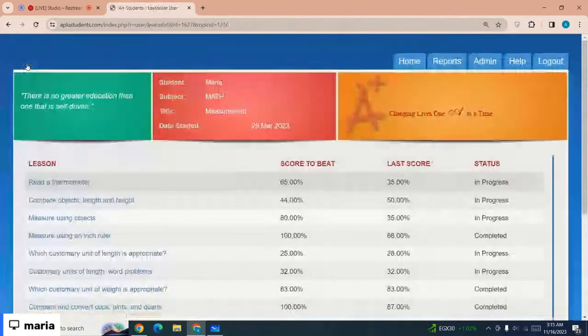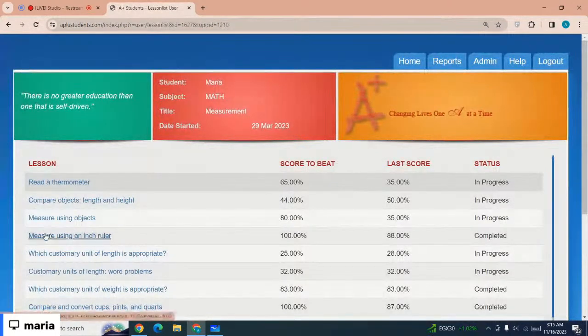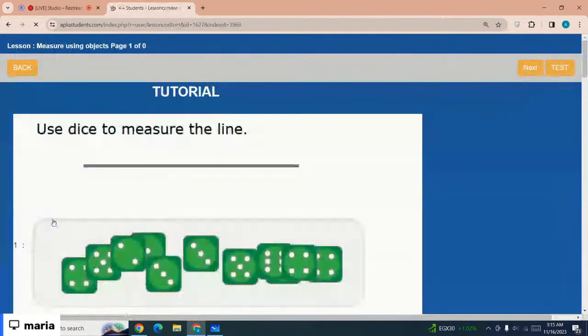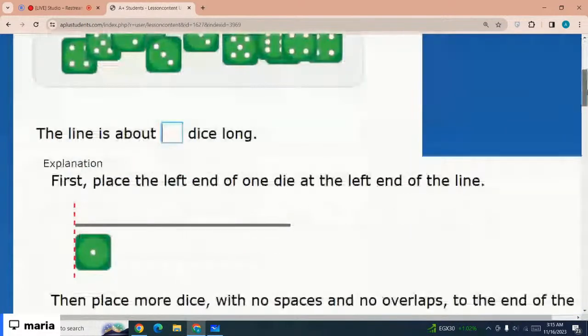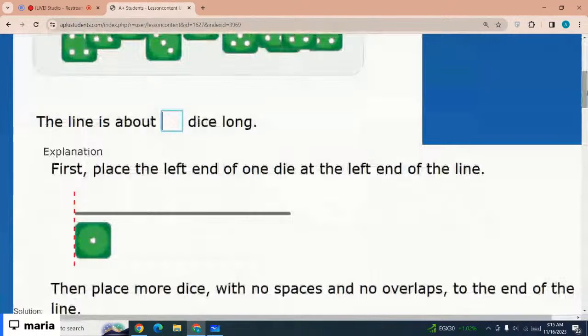The next one is measure using objects, right? So how do we measure the length of different objects? Use dice to measure the line. You need to see how many dice you can place to measure the line. First place the left end of one die at the left end of the line. Match the left end of the die and the left end of the line. Then you can add more dice with no spaces and no overlaps to the end of the line.